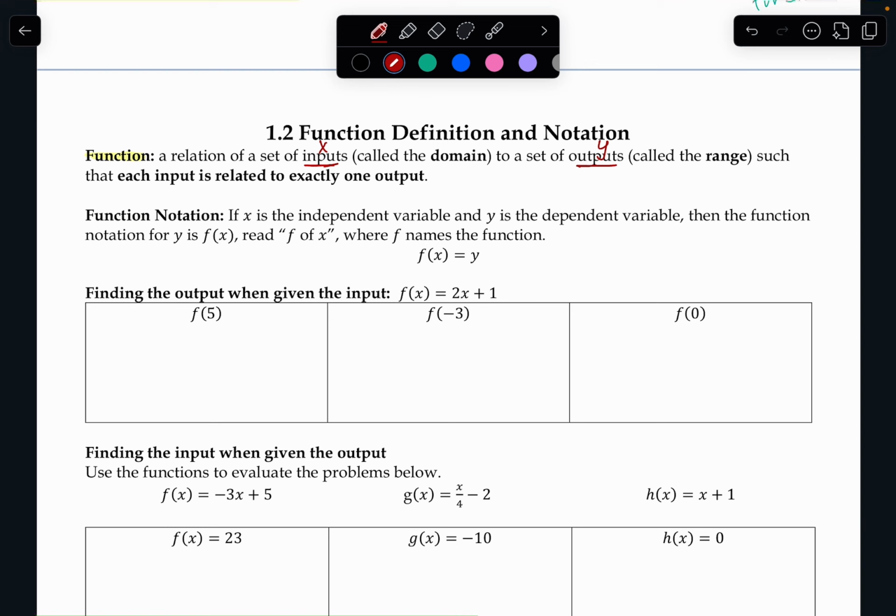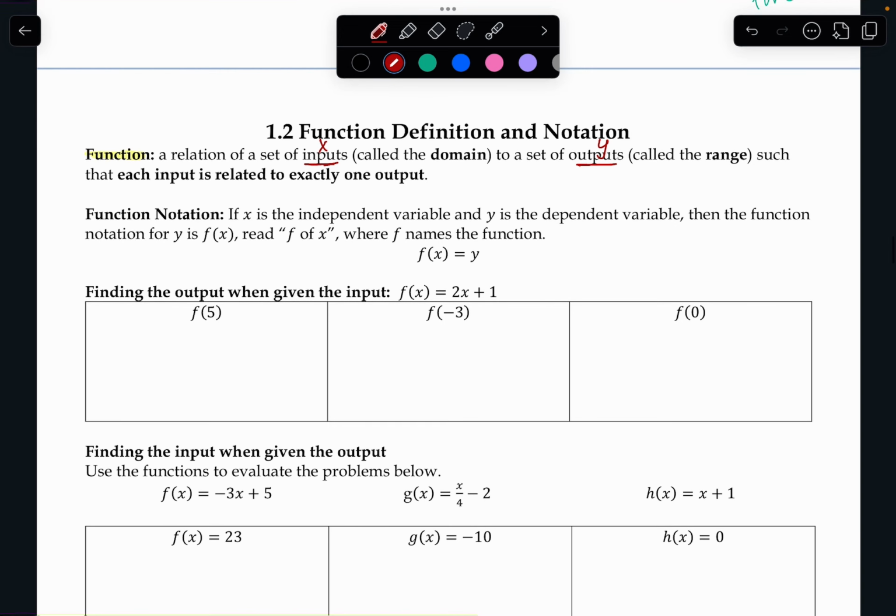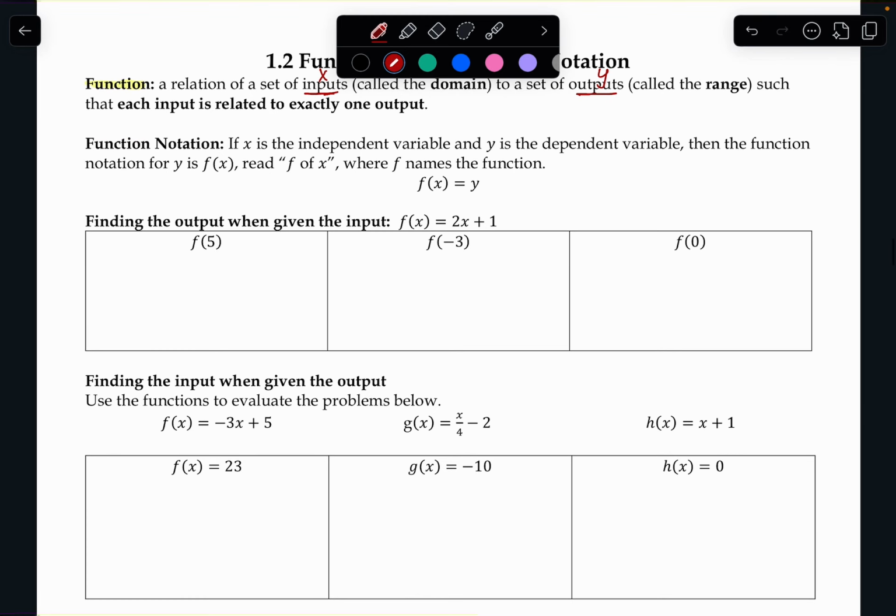I like to think of a vending machine. If you put in an input of money, you should only get one thing out of the machine each time you put in a certain input. Okay, so x, your input, is the independent variable. And then y is the dependent variable. It depends on whatever x is.